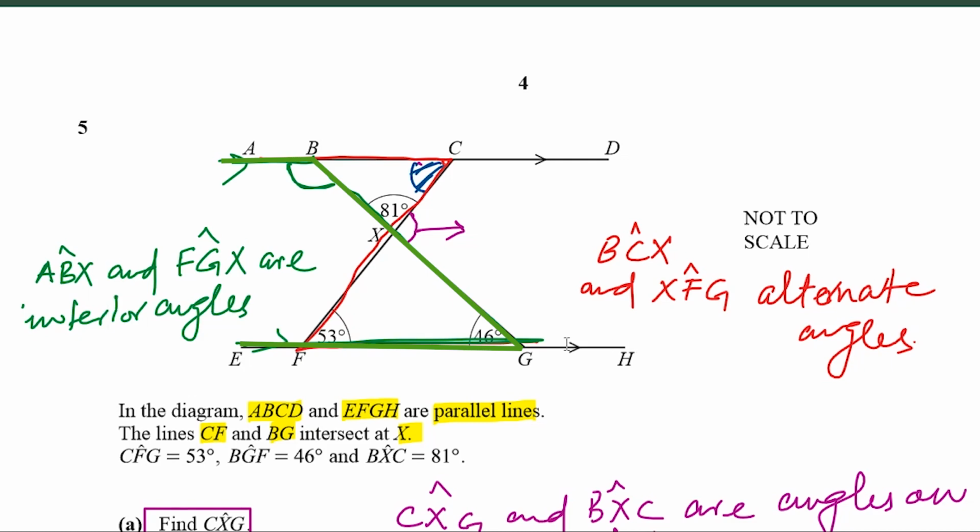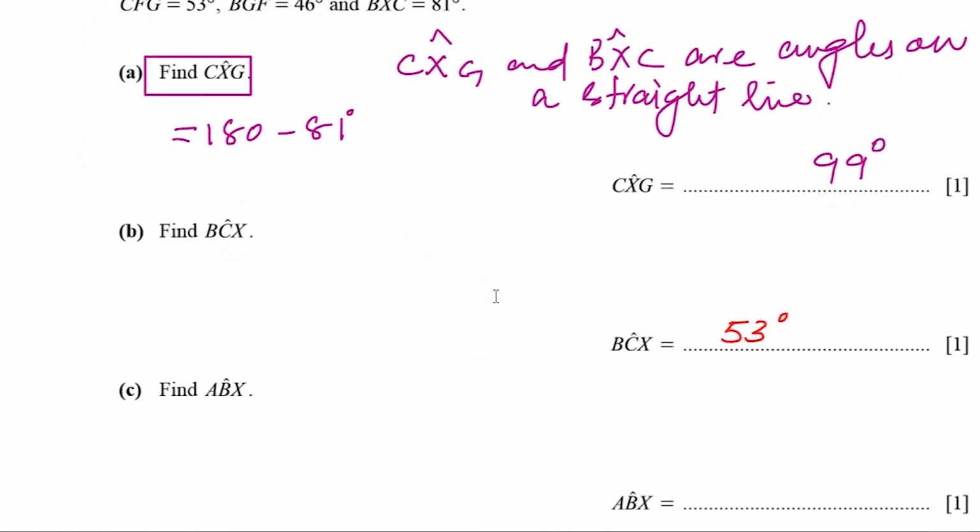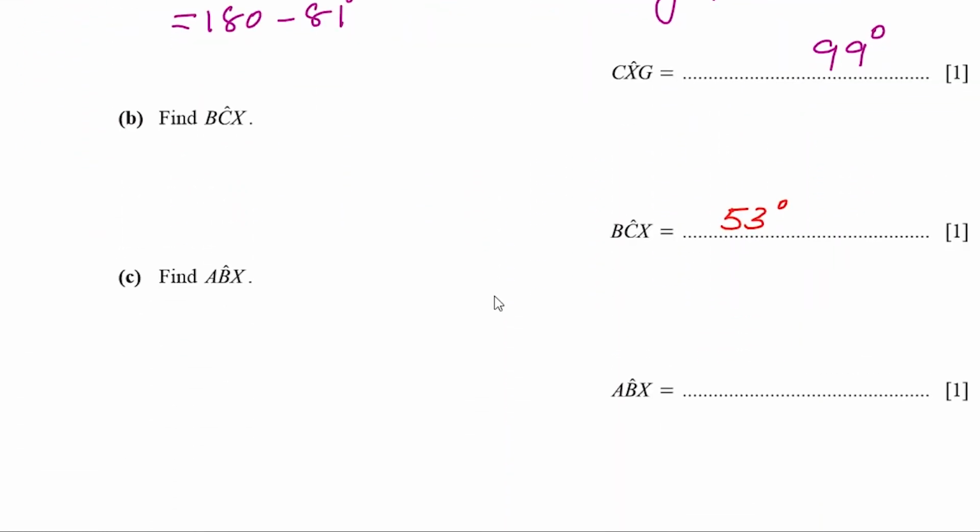ABX and FGX are interior angles, they are supplementary. ABX plus FGX, their sum is 180. In other words, ABX is equal to 180 minus 46. ABX will be 180 minus 46, 134.